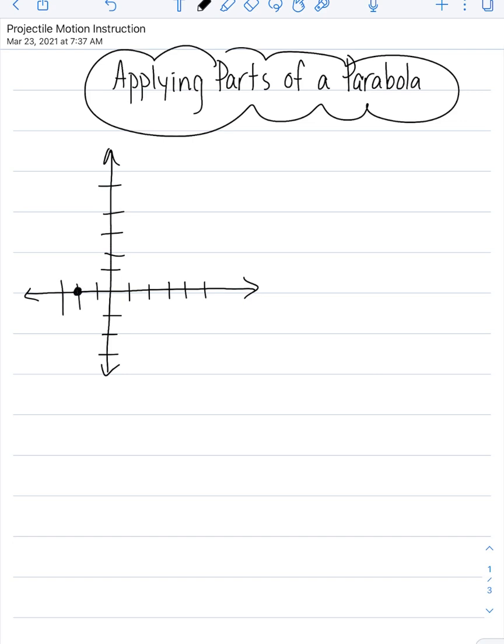Let's say we have a point here. That would be a 0 or an x-intercept. If I had a point here, that would be considered the y-intercept. I'm going to put another 0 over here. And let's say we have, oh, I'm sorry. Let me go over two more. There we go. And then I'm going to put the vertex right here. So let's sketch this parabola.